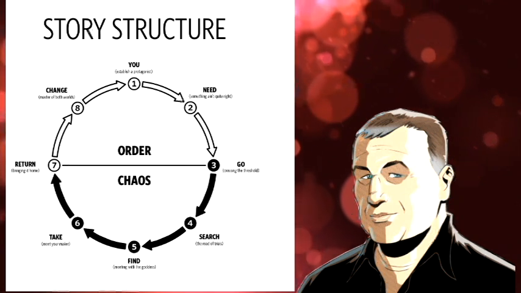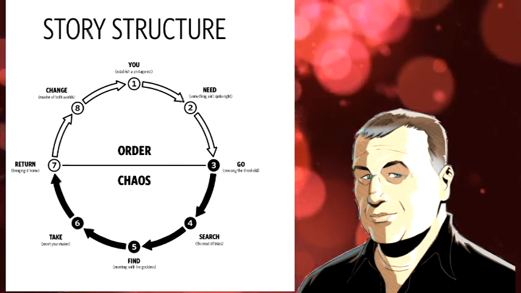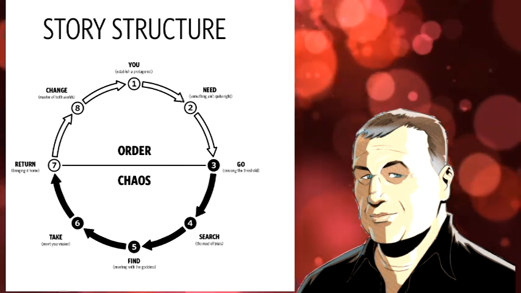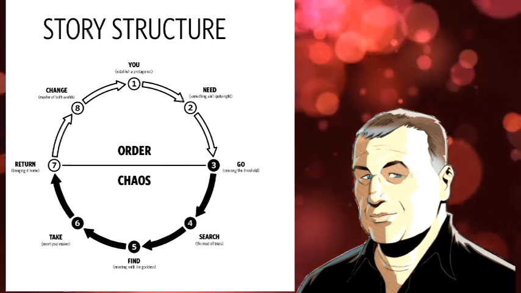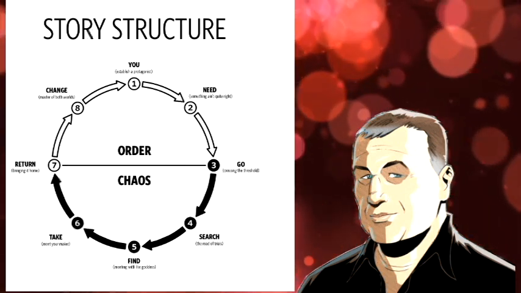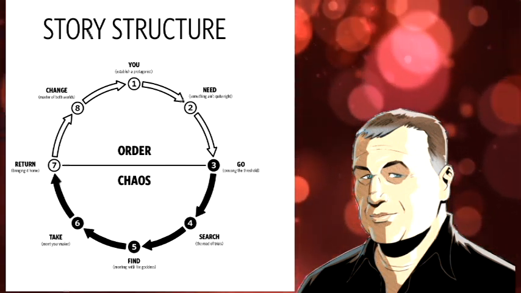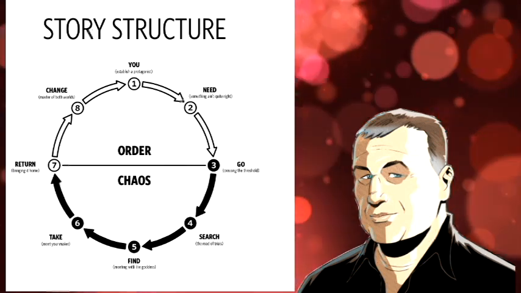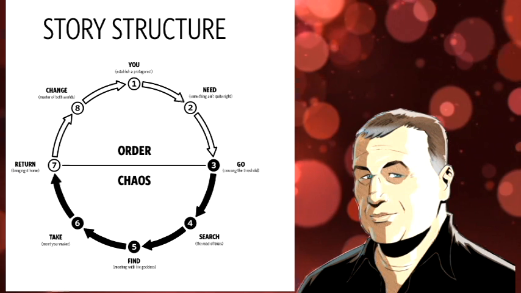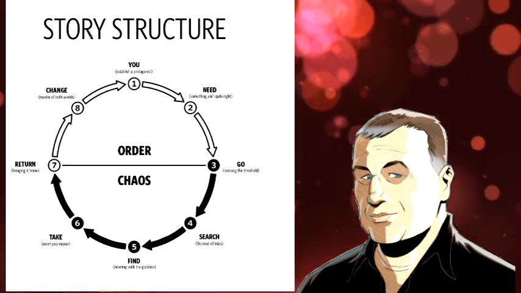Now, the lower half of the circle is the second act. And this is composed of 5 parts. So we already talked about Go. Search, number 4, is where your character is actively searching for the thing that they need to resolve the problem as they see it. So they're looking for the object of desire, which I discussed in another video. And then Find is where they find it, but it's not what they expect.